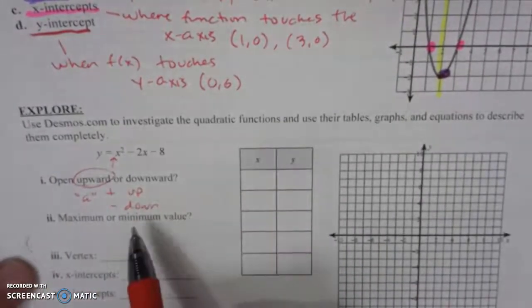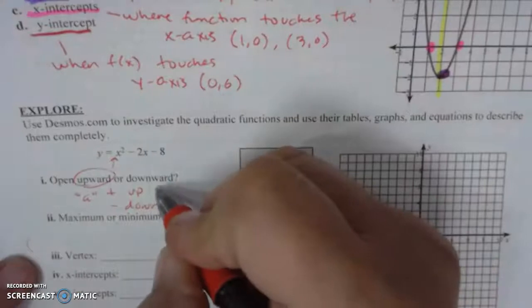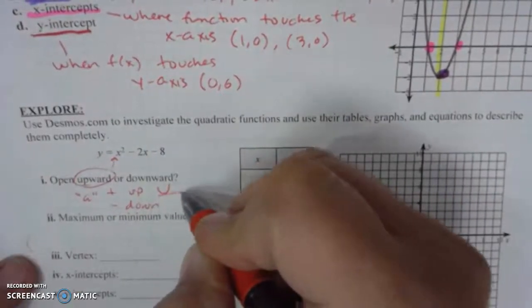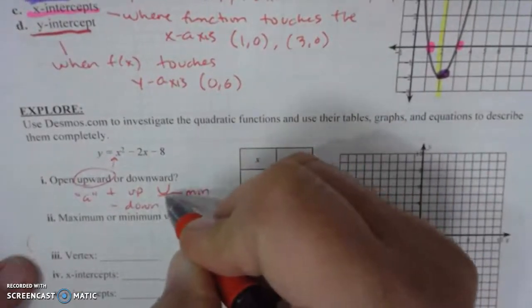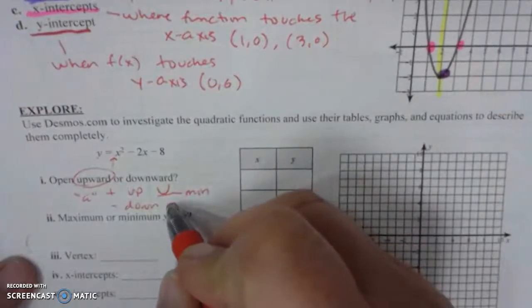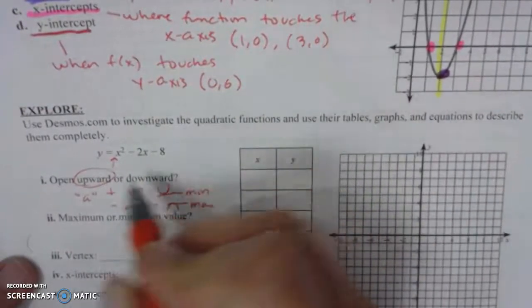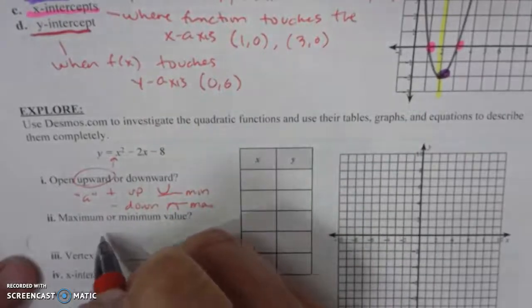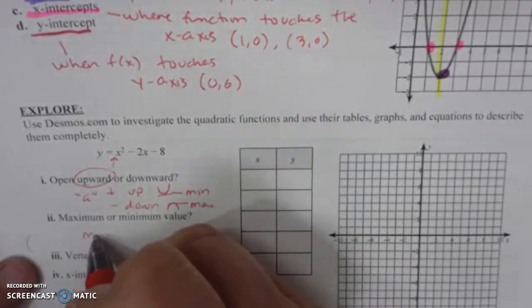And does it have a maximum or a minimum? Well, if it opens up like this, it's going to have a minimum, because the bottom part is going to be the minimum. And if it opens downward, it's going to have a maximum. So since this opens upward, it's going to have a minimum.